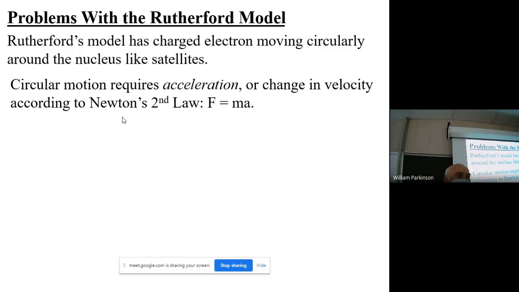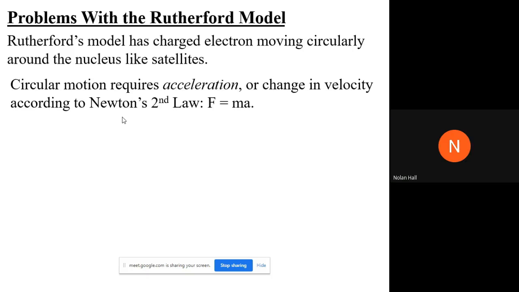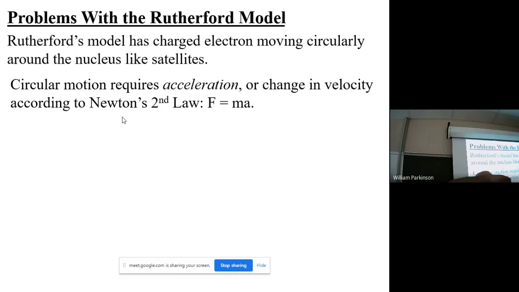Now, likewise, we can pretend for an electron moving circularly around the nucleus, even though it's moving at the same speed, it is accelerating because it's changing direction constantly to keep in a circular path. So there's an electrostatic force pulling the electron inward, which is causing it to move in a circle.